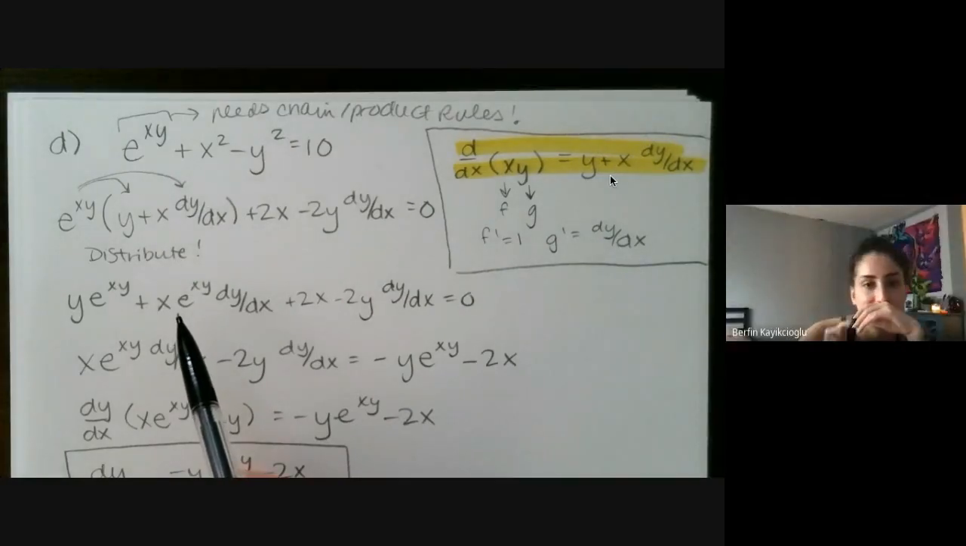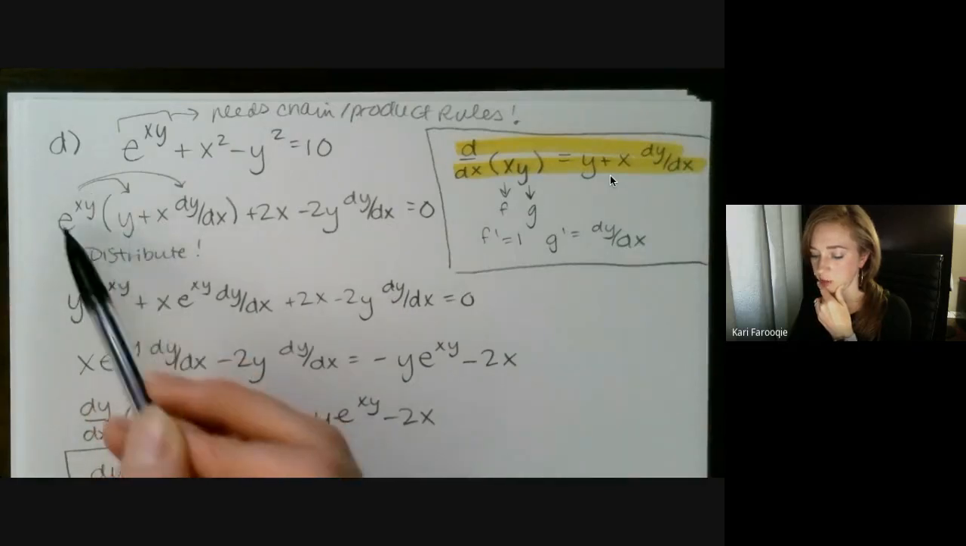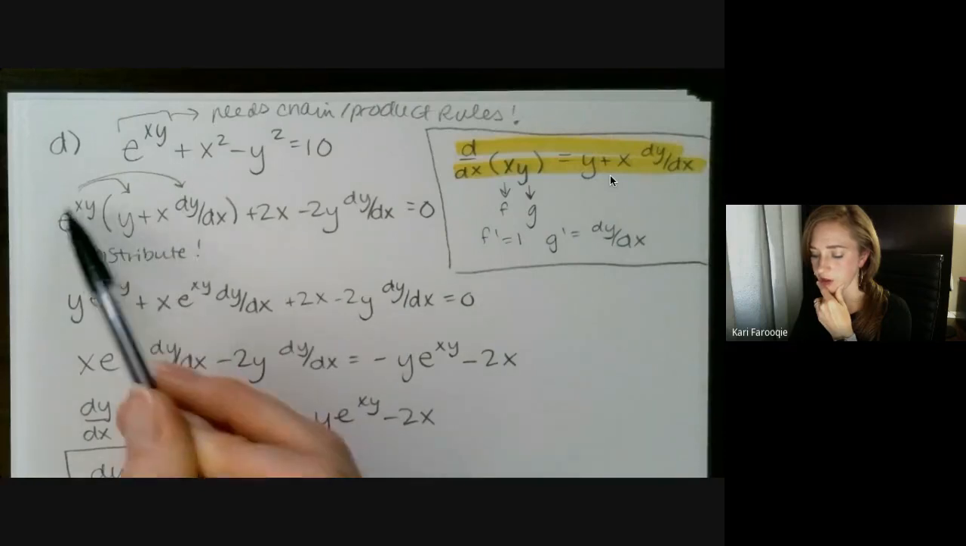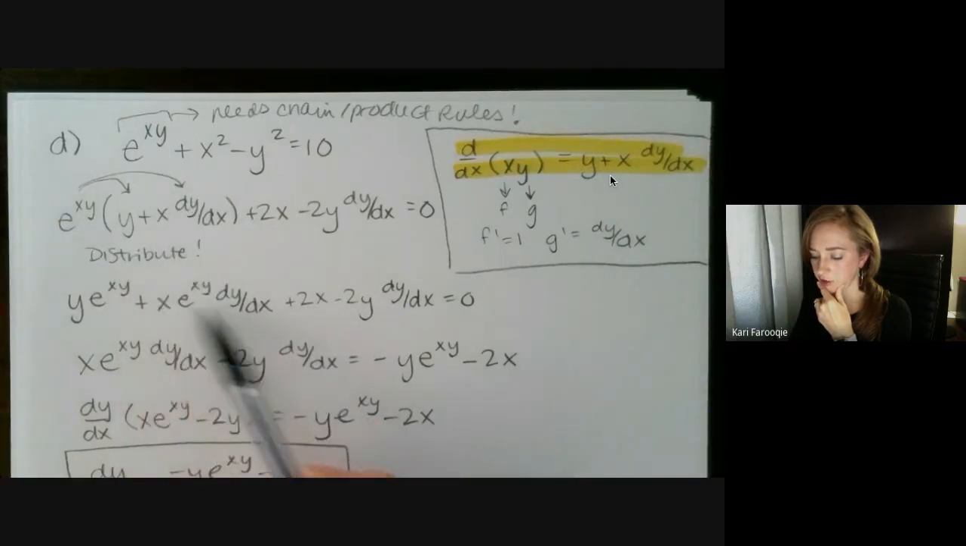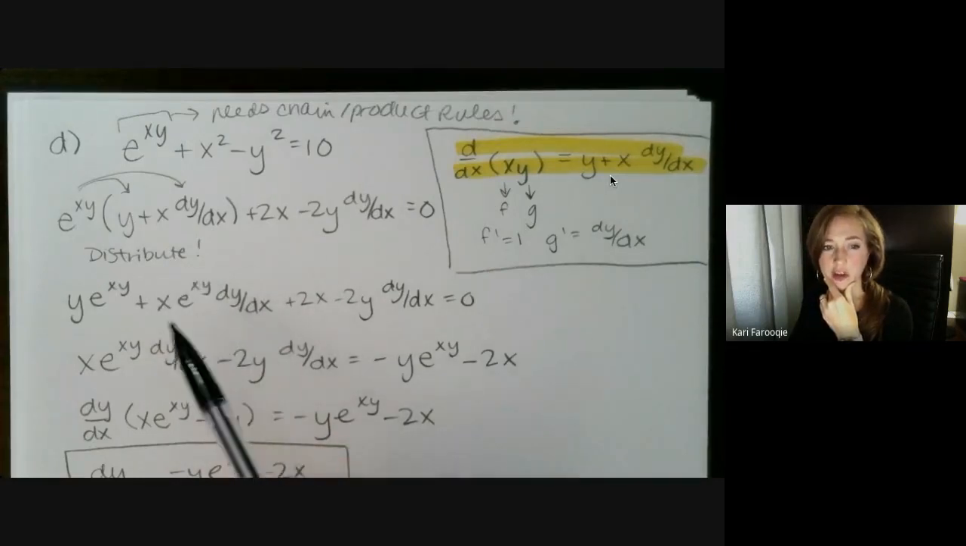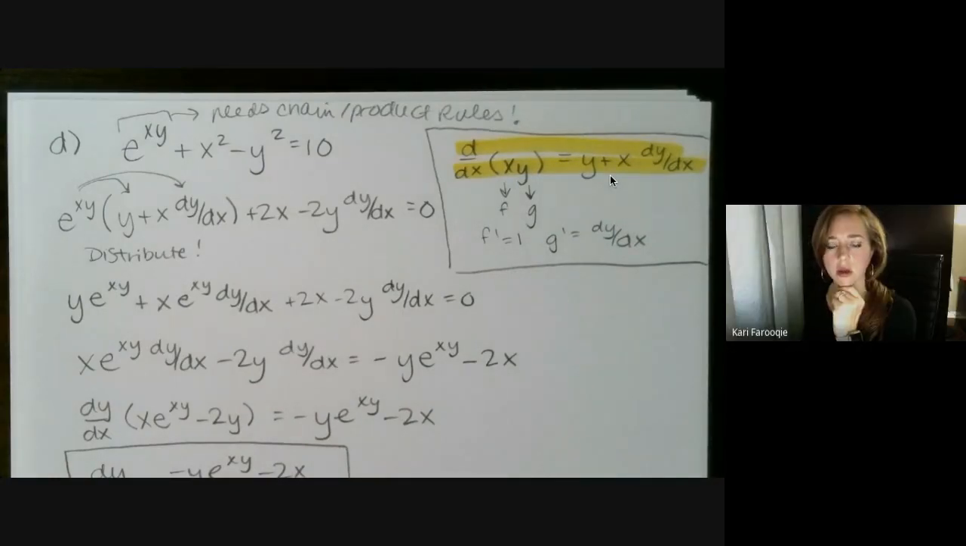I think so. Okay, so when I distributed, I took the e to the xy and multiplied it by y, which is right here, brought down the plus, and then I multiplied it by x, dy dx. I did sort of switch the order of the multiplication, but all the factors are still the same. Is that clear? Yeah. Okay, thank you. You're welcome.